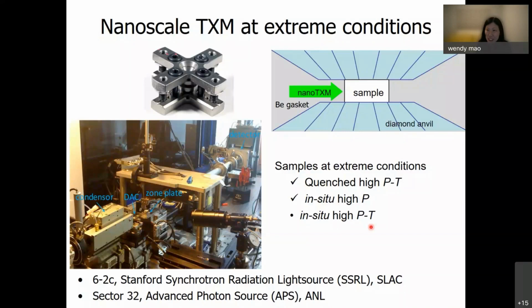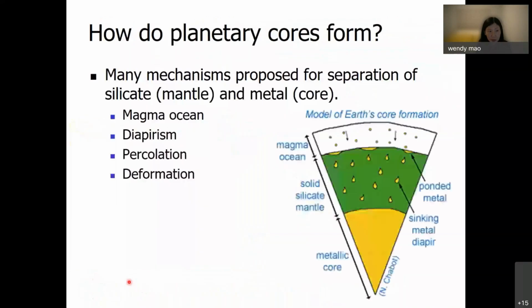And so I'm going to show you some X-ray imaging that we conducted at the Stanford Synchrotron Radiation Light Source 6-2C, and then also at Sector 32 of APS. And I'll show you some examples where we're looking at the problem of how planetary cores form. A number of mechanisms have been proposed for how you can separate an iron-rich core from a silicate mantle. These include magma ocean, diapirism, percolation, deformation. It's not necessarily one of these mechanisms versus another. You could have multiple processes operating together at different pressures and temperatures.